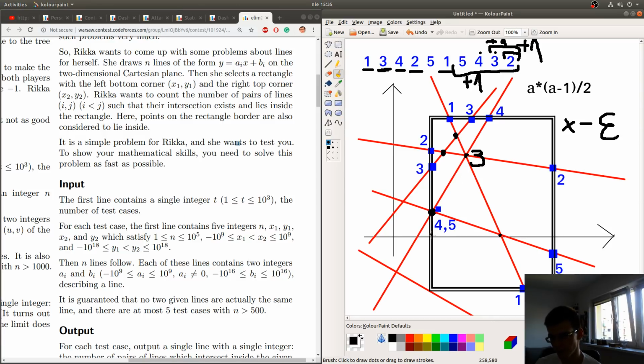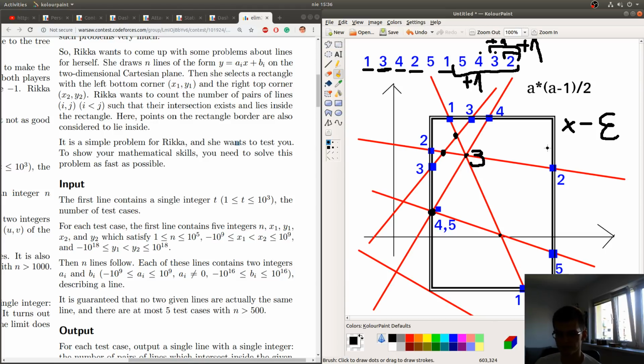Because in the initial rectangle, if we count intersections inside or on the boundaries, then by extending it just by a little bit, just a tiny epsilon, you can say we count those intersections that are inside, because intersections that were first on the boundary are now just inside the rectangle.